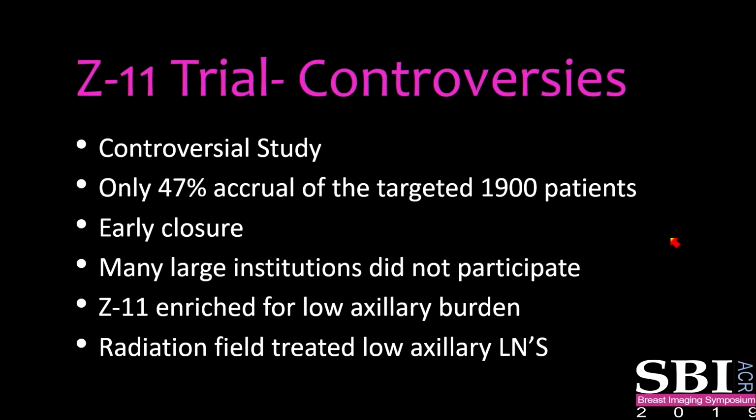There were a lot of controversies associated with the Z11 trial, however. Only 47% accrual rate of the targeted 1,900 patients. It was closed early. Many large institutions did not participate in the trial, and the Z11 included patients with low axillary burden, which was a criticism. Also, that the radiation field treated the low axillary lymph nodes.